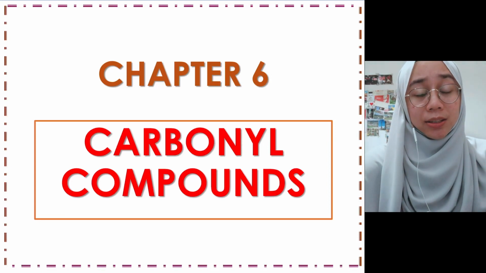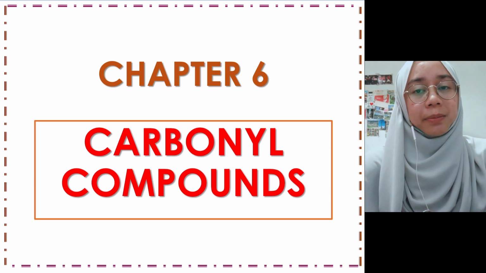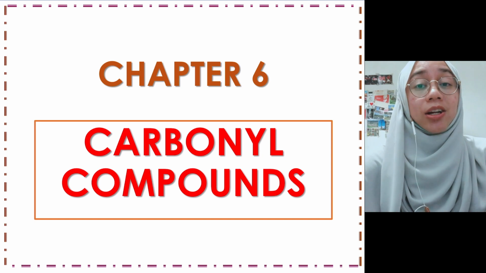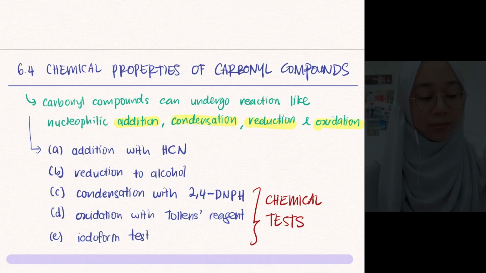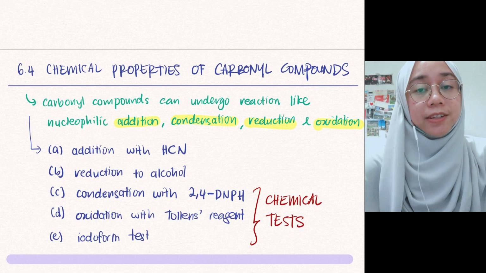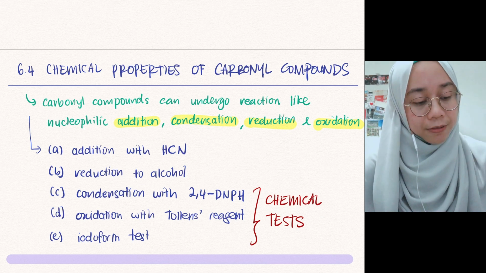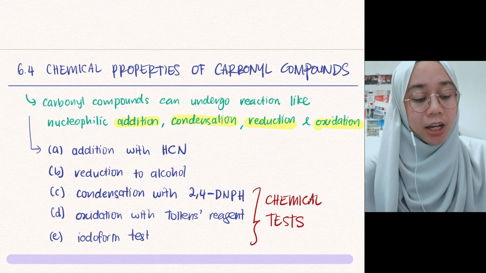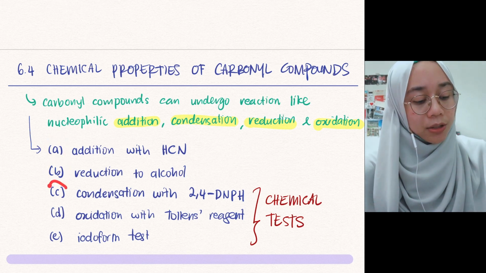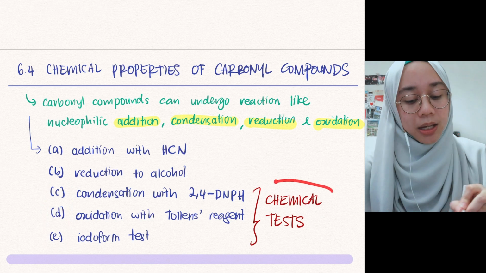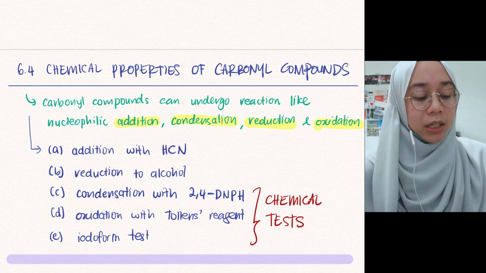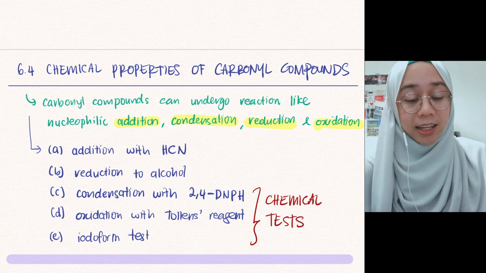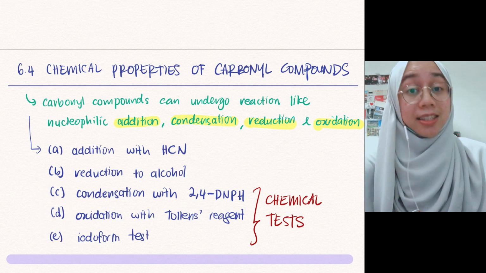So today we are going to continue with the last part of chapter 6, 6.4, on the chemical properties of carbonyl. So let's have a look at it now. Alright, in the previous video we have covered A and B. Now we are going to cover the last three, which are considered as the chemical tests. For all these three reactions, kita akan tengok observation dia sekali. Okay, so now kita pergi tengok kepada C dahulu.